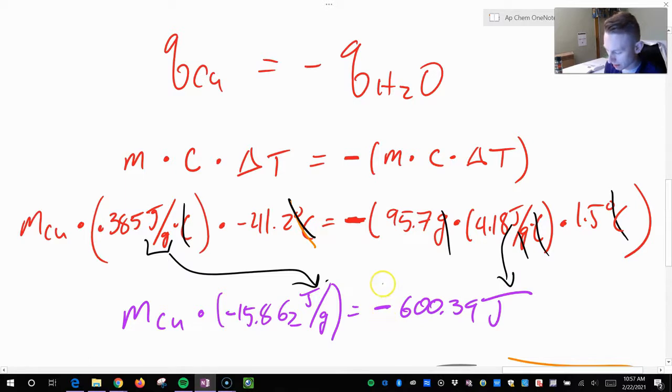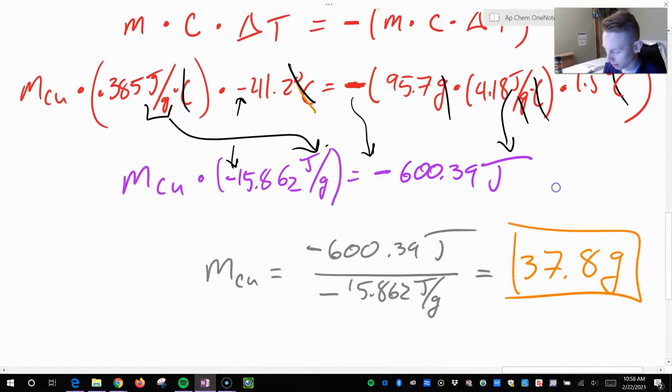Notice that I have a negative sign, my negative doesn't go away here, and I do end up with a negative sign here because of the change in temperature being negative. The negative signs are going to kill you if you're not careful. So that's that. And then I end up doing a little bit of division here. The negative signs cross out, so then I'm left with a positive mass in the end, which is good because you should always have a positive mass.